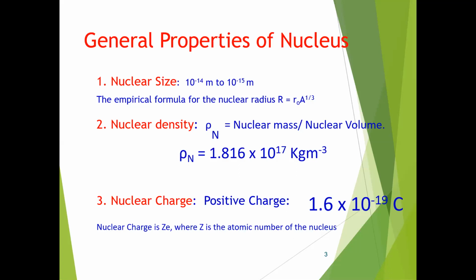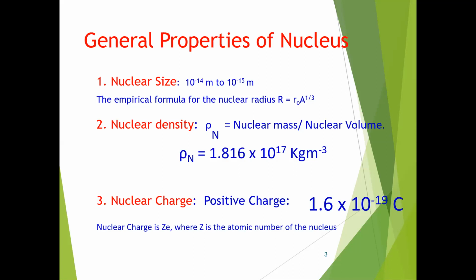So the density of the nucleus is very high. How can we calculate the density? The density of the nucleus rho n is equal to nuclear mass by nuclear volume. The density we can calculate as mass by volume. For the mass, we can calculate the nuclear mass from the mass of the nucleons, that is protons and neutrons, together.